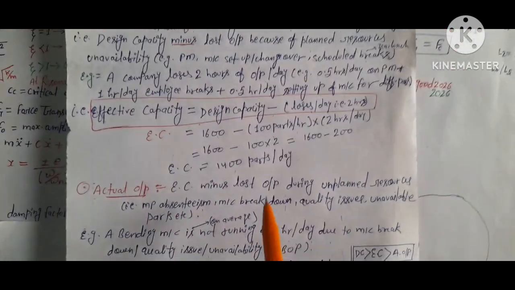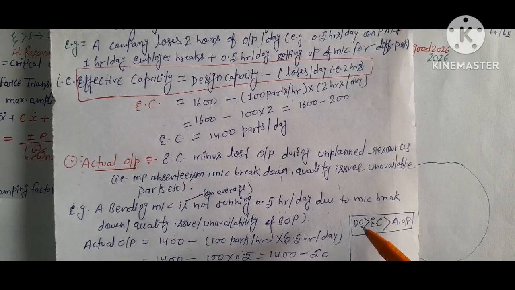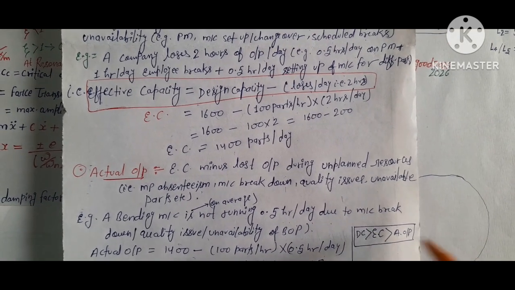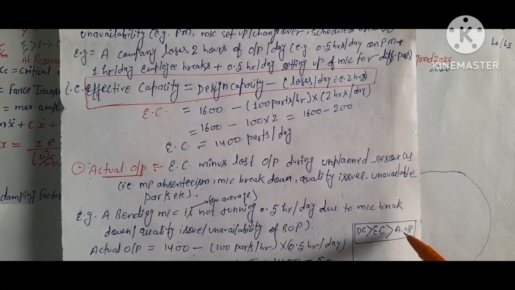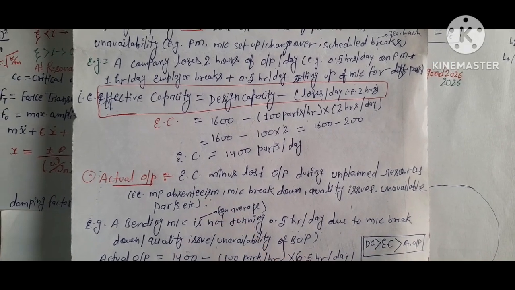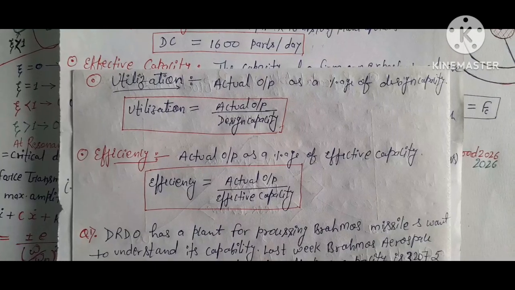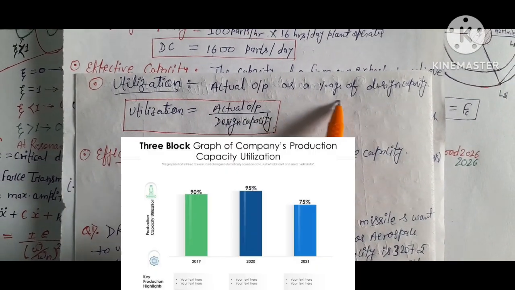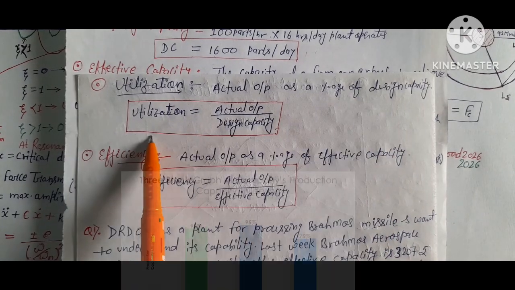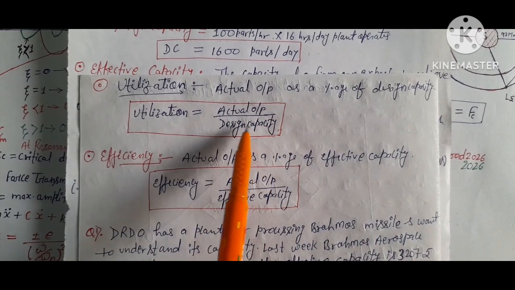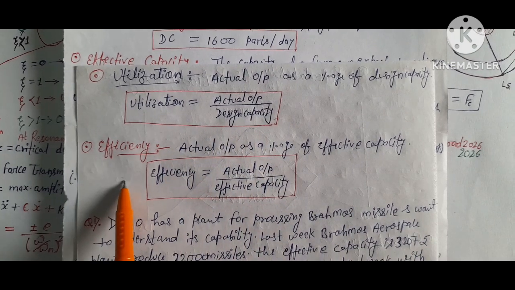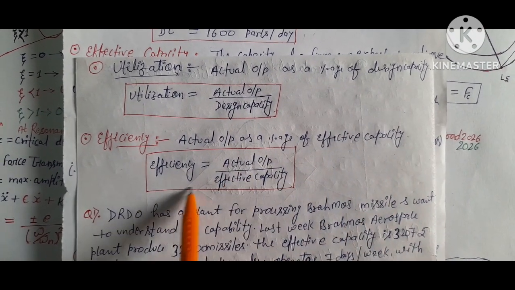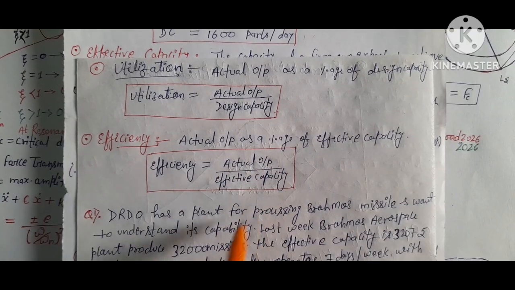So by definition, we first find the maximum capacity, then the effective capacity, and then the lower figure is the actual output of that particular bending machine. Now we talk about utilization. Utilization is actual output as a percentage of design capacity. So utilization equals actual output divided by design capacity. Efficiency is actual output as a percentage of effective capacity. So efficiency equals actual output divided by effective capacity.